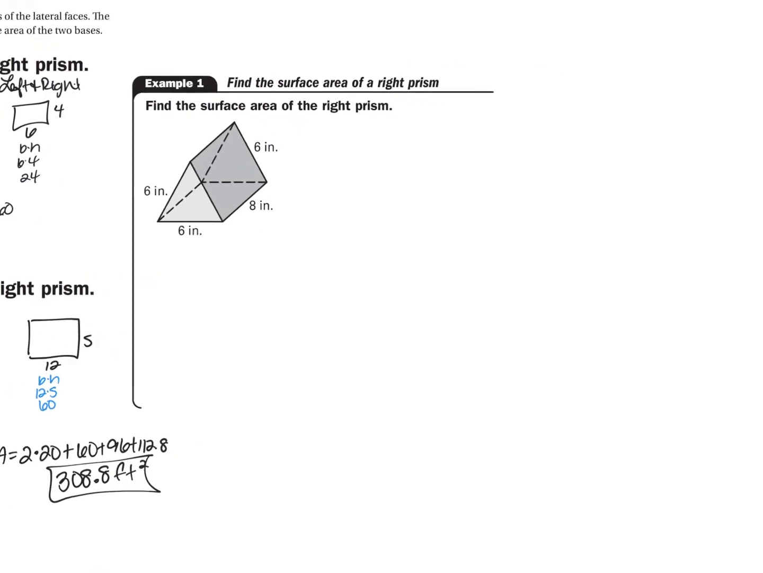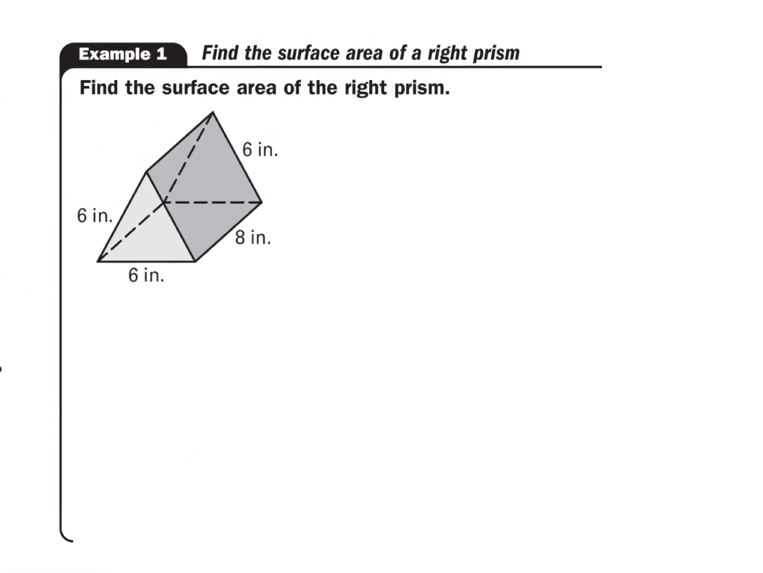All right, last one of these triangular prisms. This one's tricky, but it's okay. All right, so what do you see? I see the 2 triangle faces. Looks like they're the same, so 2 of those, right? And it looks like this side right here is 6. Okay, so just keep that in mind. So on this triangle, we got a 6, 6, and 6.